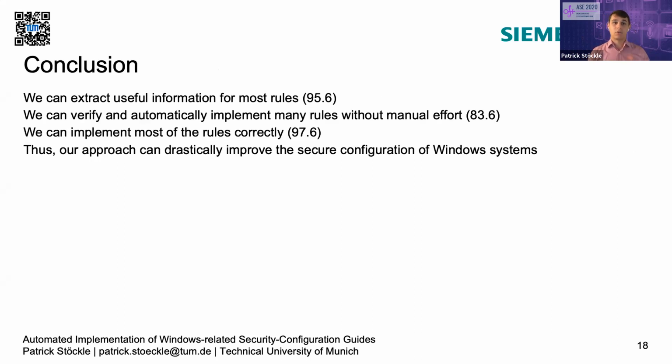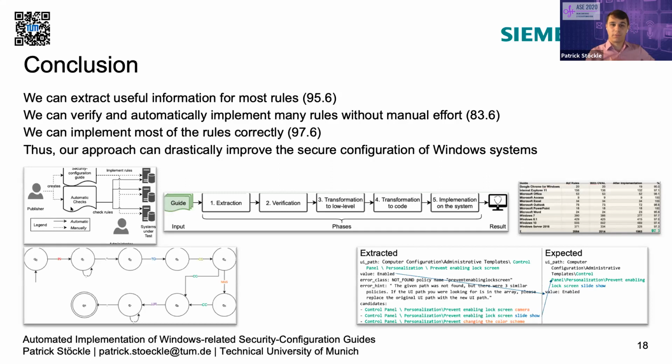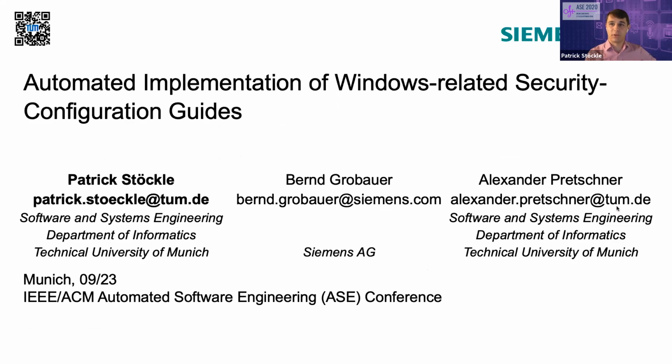So, conclusion: we can extract information for 95% of the rules. 80% can be automated with no manual effort. And according to the automatic checks, 97% are correctly implemented. We hope that in the future, our work can improve the security configuration of Windows dramatically. What we have done is moved from a situation where we have some guides published, to using the extraction and verification presented within our approach to get this very decent result. And this would be the end of my talk. Thank you for listening.